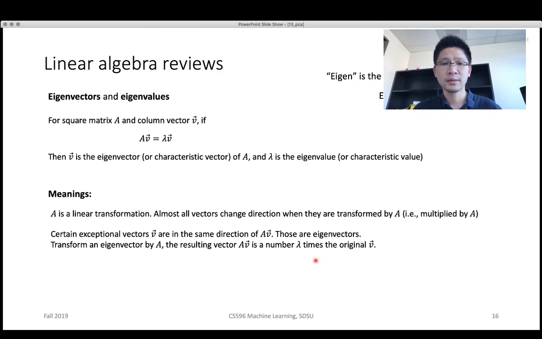When you multiply A with V, the result is just a change of the magnitude of V. It just scales up the vector V by lambda, but does not change the direction of V. That's the specialty of eigenvectors. Such a vector is called an eigenvector of A because it doesn't change direction once you apply the linear transformation of A to it.